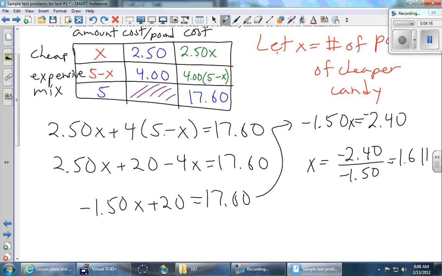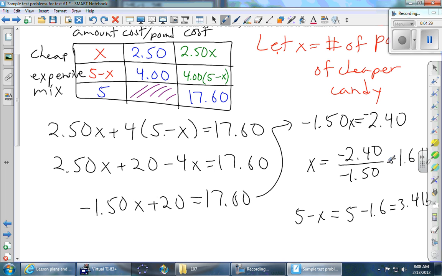So this is 1.6 pounds of the cheaper stuff, which means the expensive stuff is 5 minus that number, 3.4 pounds. And I do think it's important as you're writing your answer that you also indicate that that top number is the cheap one and the bottom number is the expensive one. And that tells me how much of each kind to make.